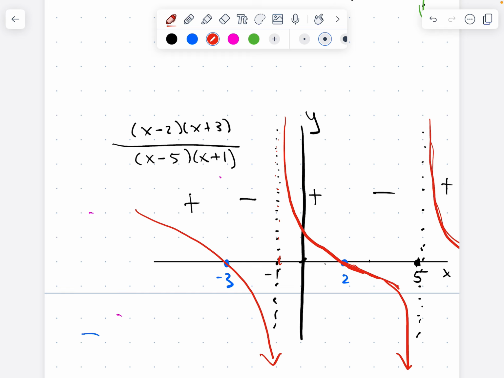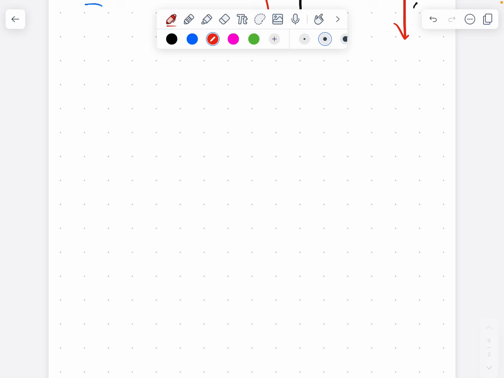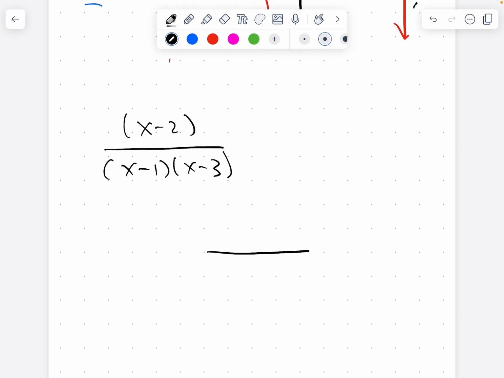Okay, so let's do one more. This one, I want you to test all the values on this one. So let's do something a little bit shorter than the one I just did. Let's do x minus 2, x minus 1, x minus 3. And number 1 is I want you to think about where your x-intercept is. Great, if you said 2, that's exactly right. Next, I want you to think of what are your 2 vertical asymptotes.